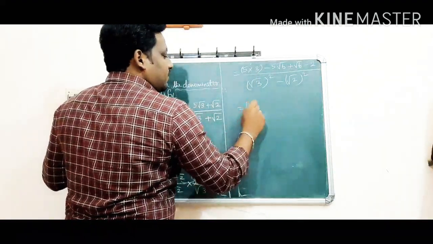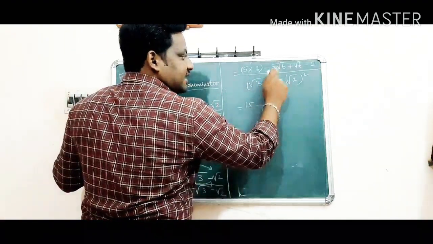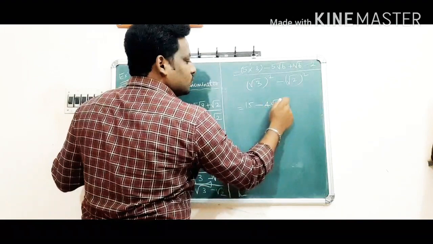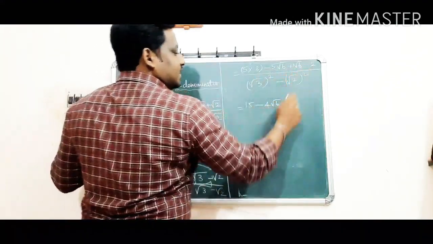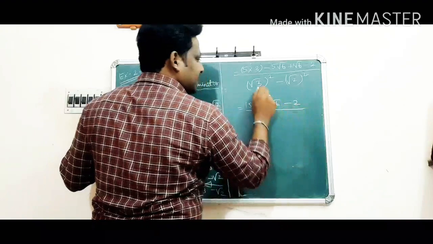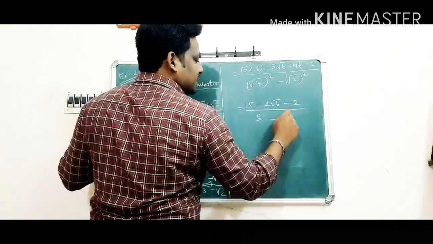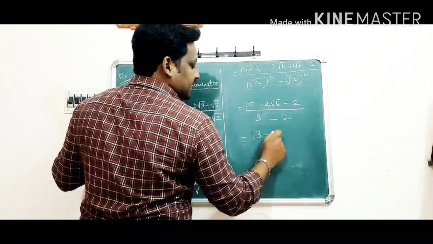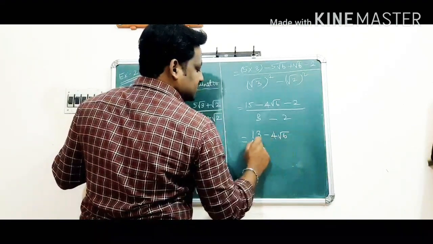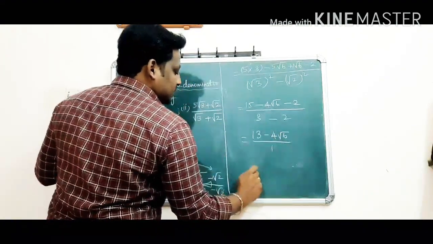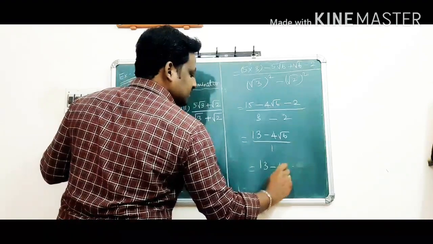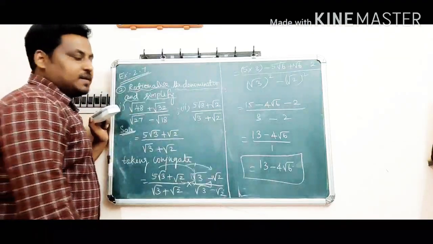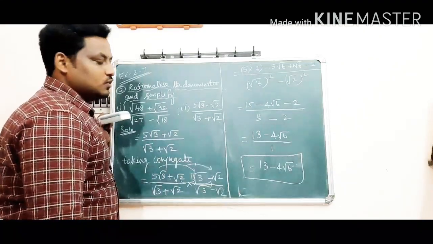So 5 3s are 15 minus 5 root 3 plus, here 1 is there. So minus 5 plus 1 minus 4 root 6. So 15 here minus 2. The whole divided by root 3 square is 3 minus root 2 square is 2. So 15 minus 2 is 13 minus 4 root 6. The whole divided by 3 minus 2, that is equal to 1. So directly we can write 13 minus 4 root 6. So this is the value of (5 root 3 plus root 2) divided by (root 3 plus root 2).